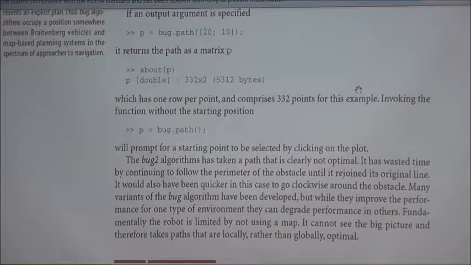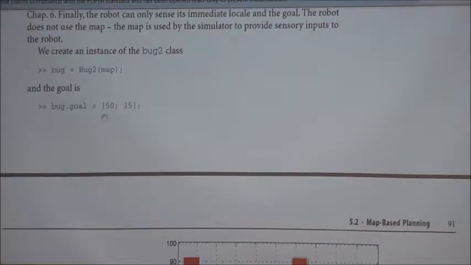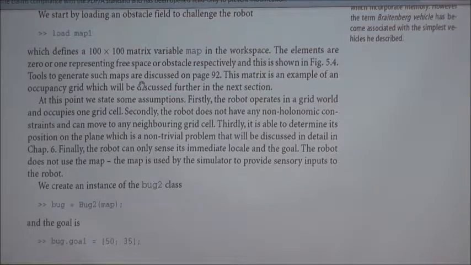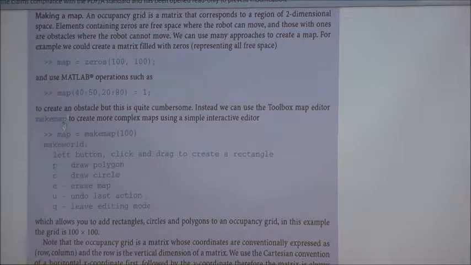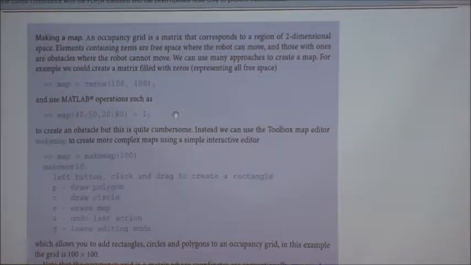Okay, so in order to run the bug 2, you create your map, and the way you create your map also is given here. Take a look at this. This square part of the text is how to create your own map. In one of our future homework, you will be using this particular map as is in the book, but you can also use this argument here to build your own map.